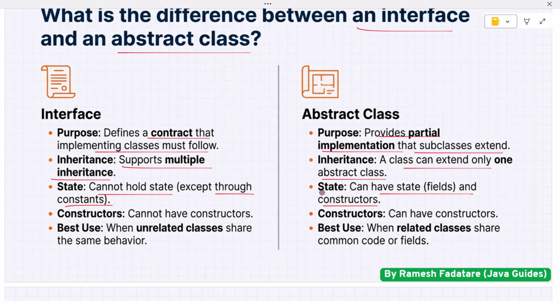Interviews often expect you to highlight when each should be used. Use an interface when unrelated classes share the same behavior. Use an abstract class when related classes share common code or fields.